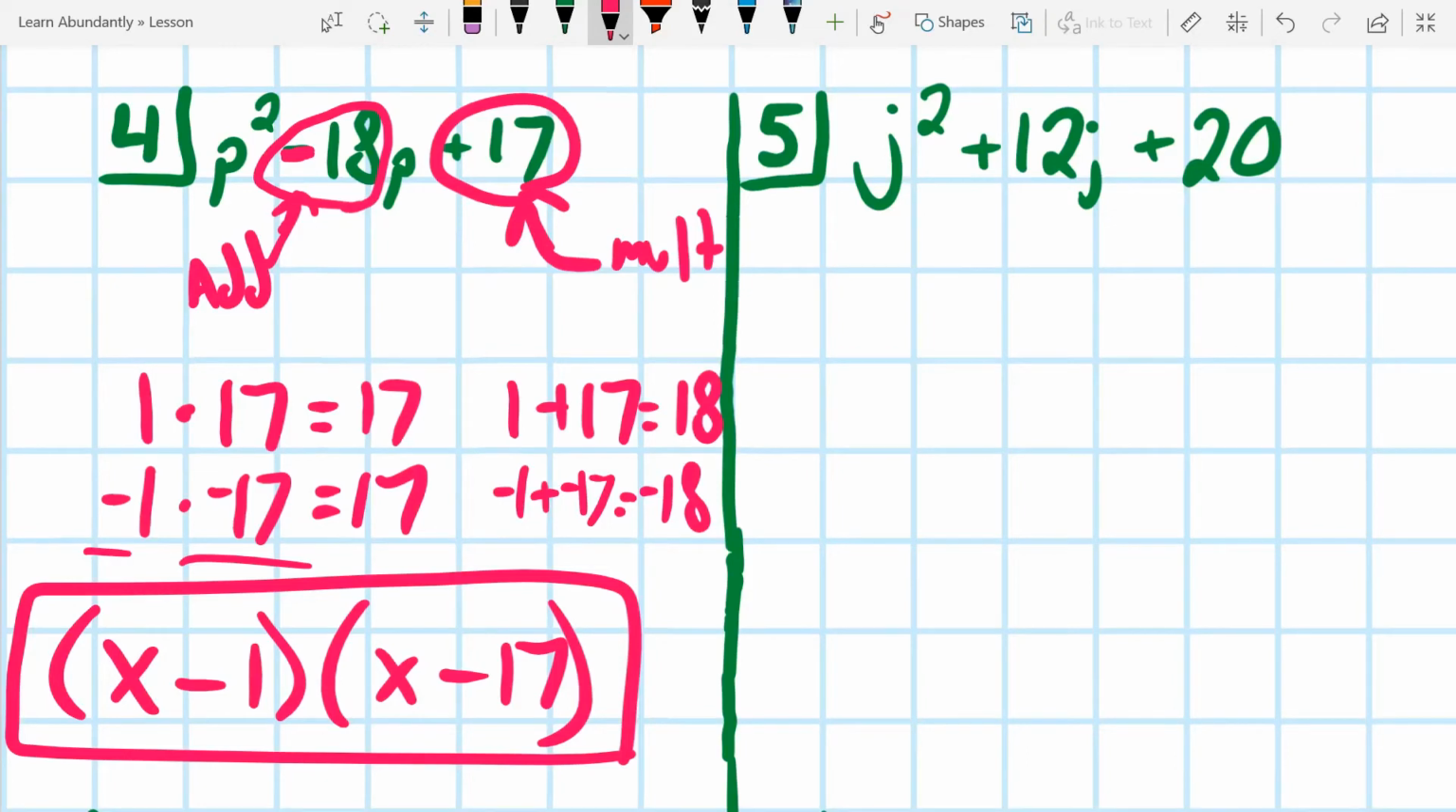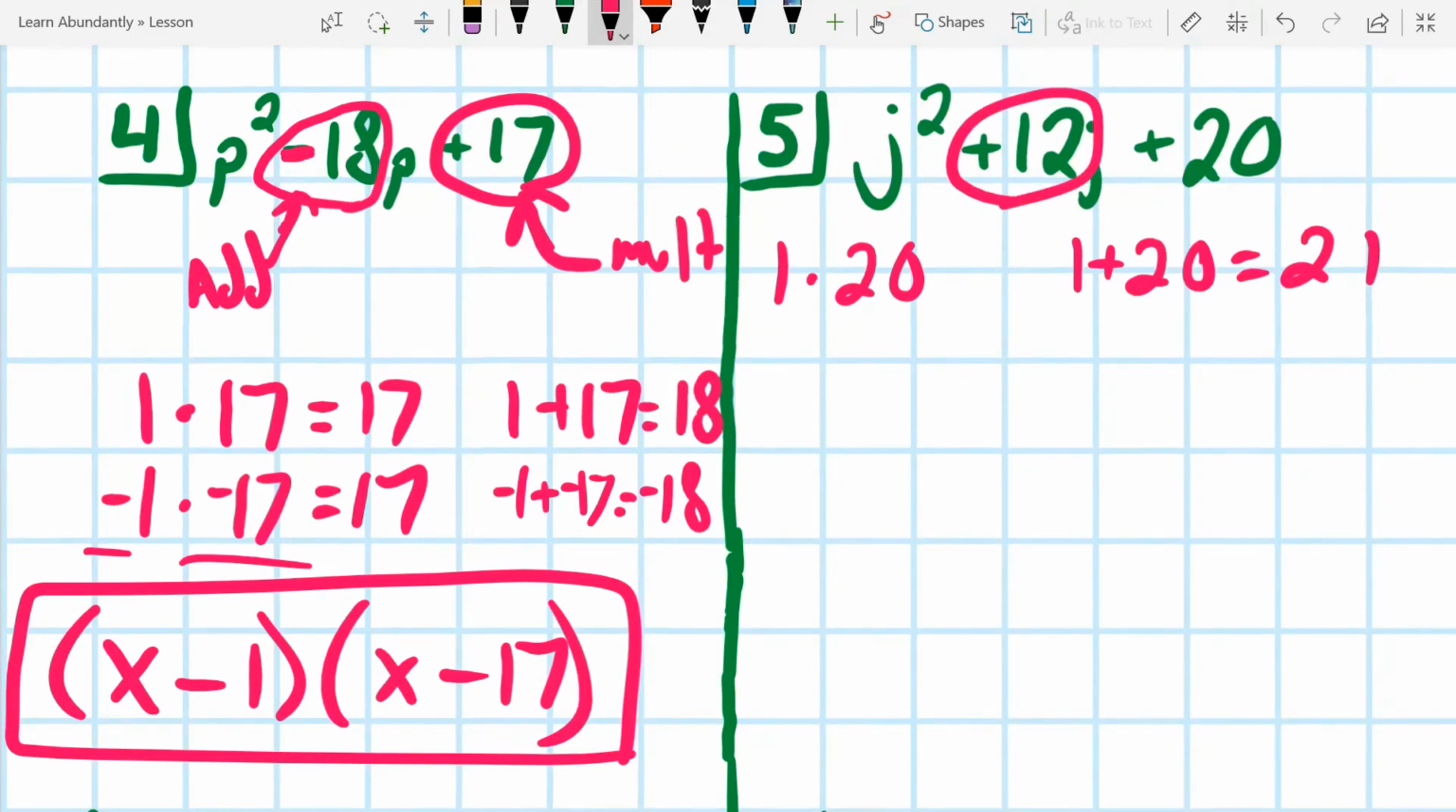Number 5, what you can see is 20 is a little bit more complicated. I can think of a lot of numbers that multiply to 20. 1 times 20, for example. But 1 plus 20 equals 21. And remember, what we want is a positive 12. So I could do 2 times 10, and 2 plus 10, well, there we go. That's it. So I didn't have to do a lot of thinking. The hardest math I was doing was just multiplication and addition. But I got my two numbers.